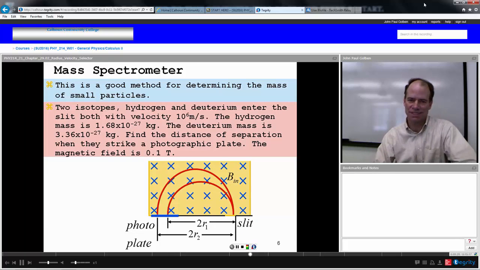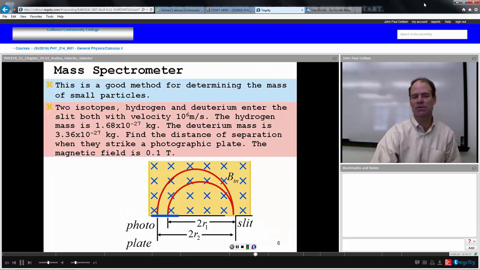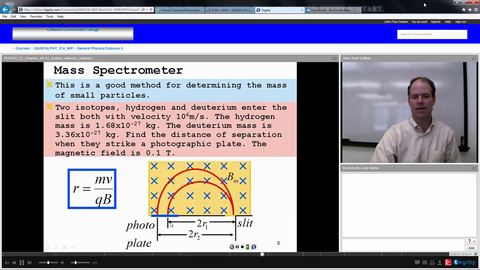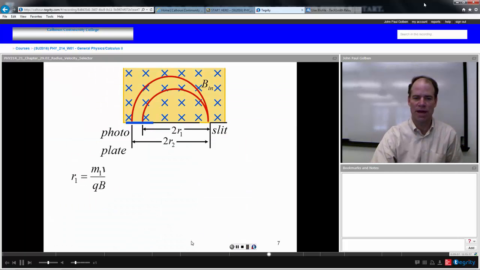Hydrogen mass is 1.68 times 10^-27 kilograms. Deuterium is 3.36 times 10^-27 kilograms. So about a 2-to-1 ratio. Find the distance of separation when they strike a photographic plate. Magnetic field is 0.1 Tesla. Well, they're each going to go through a different radius orbit, and that radius is going to be proportional to their mass. They each have the same velocity, they each have the same charge, and they're in the same magnetic field.